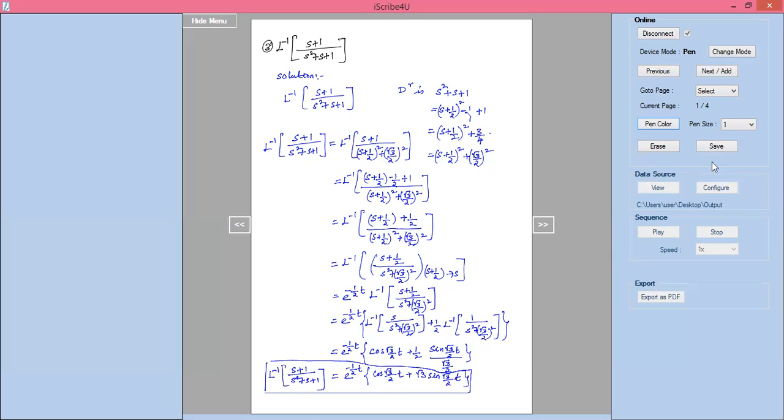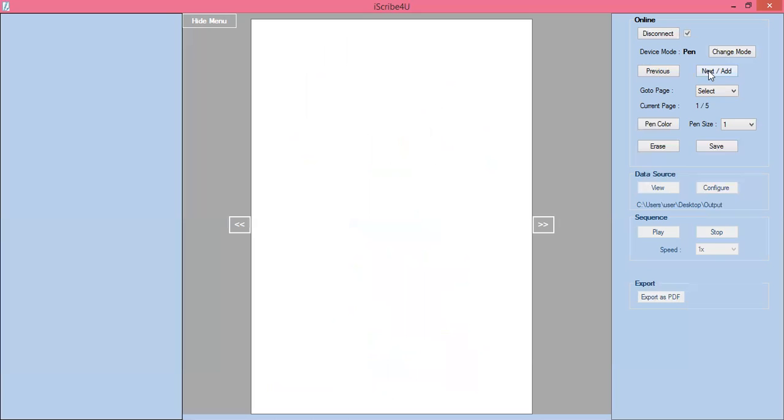Right. So one more problem we will see in this. Next problem should be L inverse of 7s plus 4 divided by 4s square plus 4s plus 9.